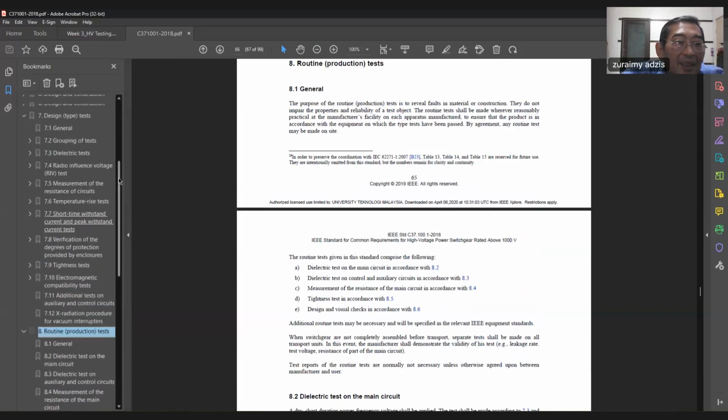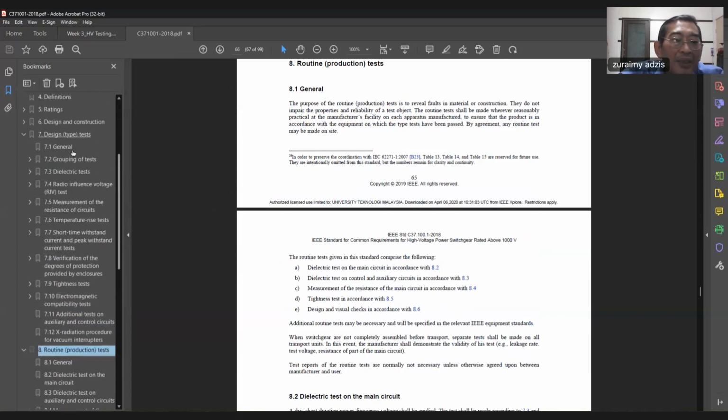And for the type test, the one related to our IEEE Standard 4 is this dielectric test. Other than that, we have to refer to other standards, because those are not high voltage tests, even though the apparatus is high voltage. So now you see, this is just for the switchgear. All right, hang on. Let me change to another standard.